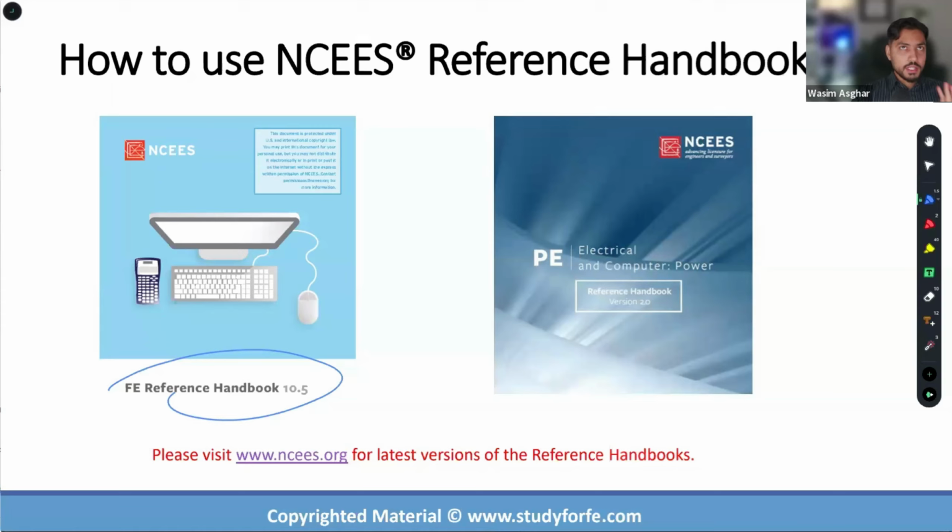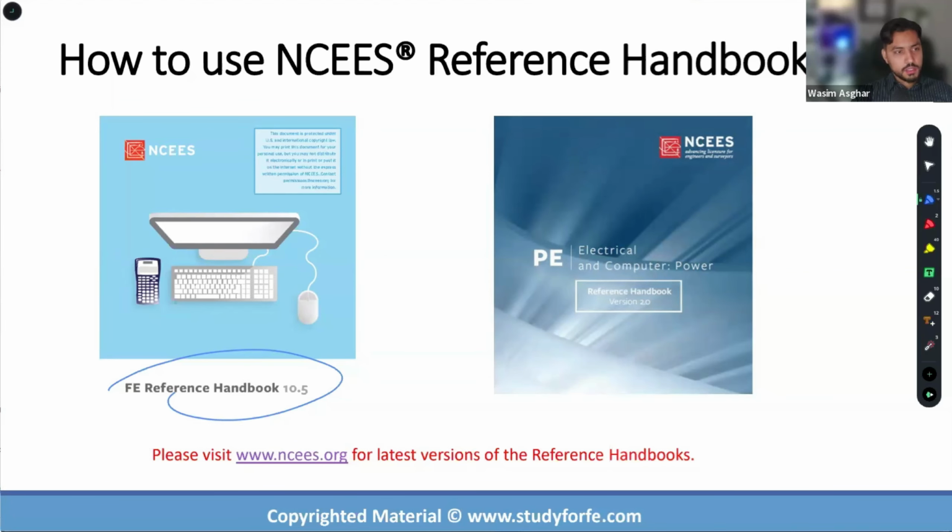So let us look at the two reference handbooks. On the left-hand side is our latest edition of the FE Electrical. It's actually the FE Reference Handbook, not FE Electrical. And this is one of the major differences between the PE Power versus FE Electrical: the PE Power Reference Handbook is focused on power systems, on the PE Power exam, right?